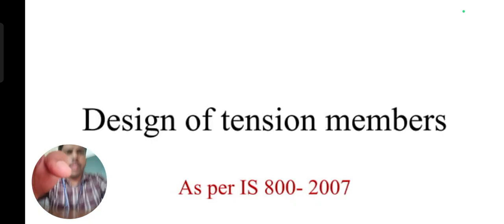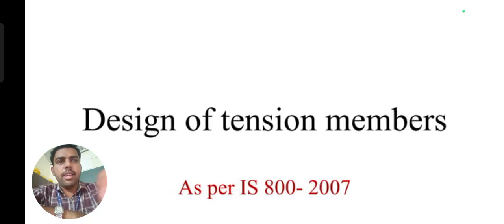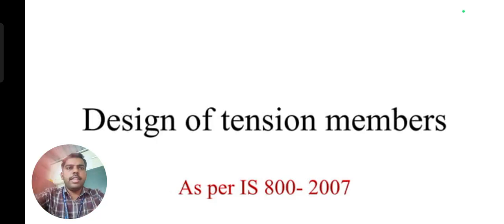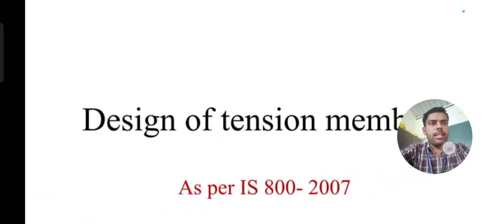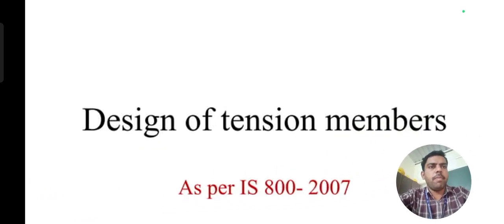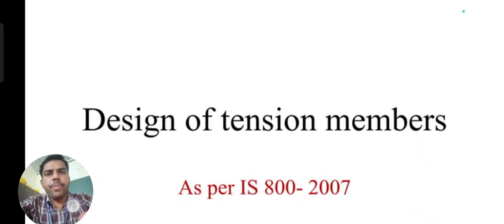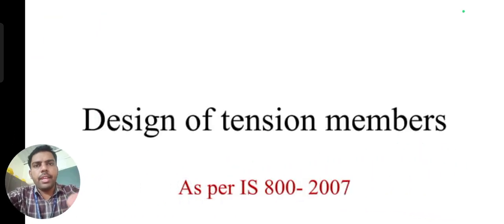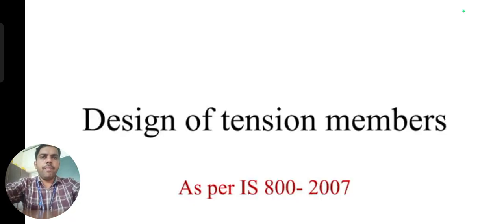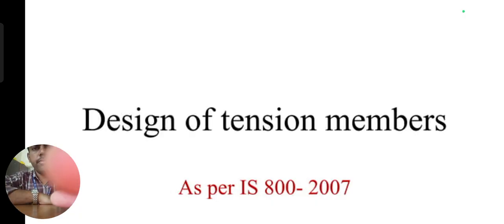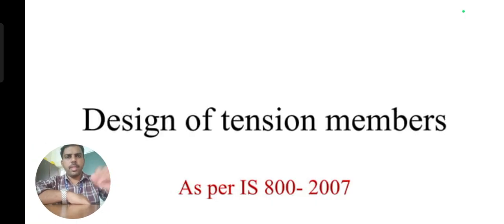Here, we already discussed in the first unit the types of connections. In these types of connections, there are three types that may be involved: welded connection, riveted connection, and bolted connection.